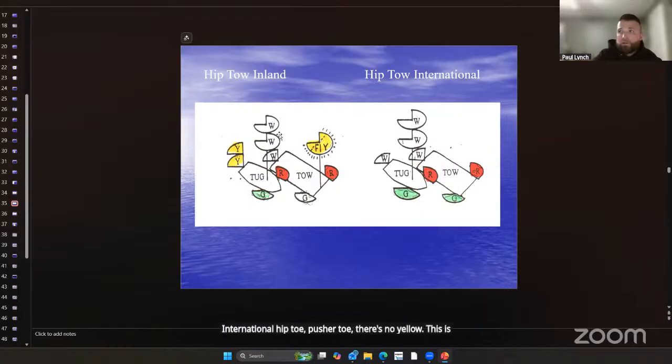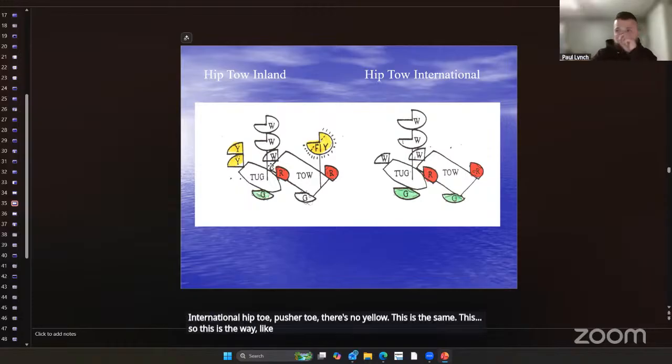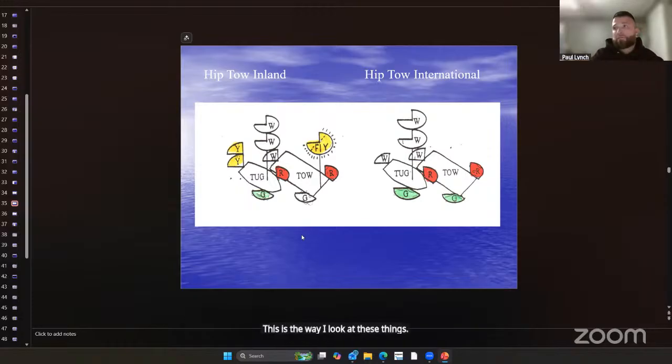This is the way, like I mentioned the other day, that I look at these things: I write what kind of tow it is. What do they all have in common? They all need side lights, masthead lights, stern lights. Those are a few things to remember that apply to both. But what you really have to study is the difference, and the only difference is the yellow light. Everything else is the same. The yellow goes away, and they just flip on a stern light.